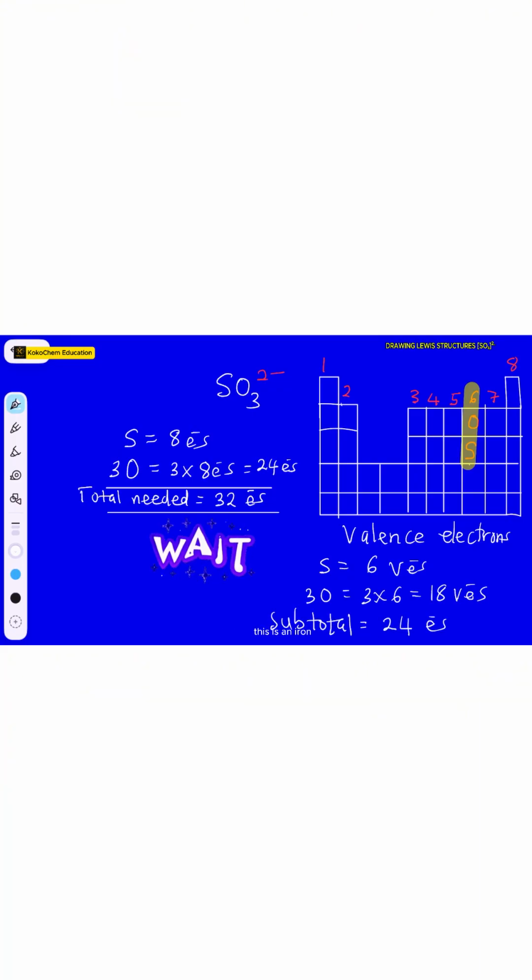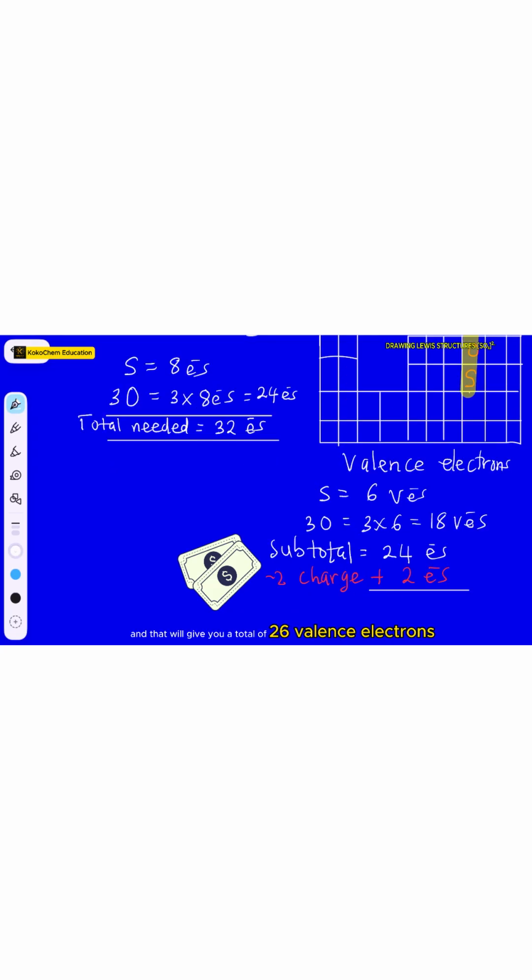But wait, this is an ion. There's a 2- charge. The 2- charge means we have an extra 2 electrons. So we will add the 2 extra electrons, and that will give you a total of 26 valence electrons. It's 26 because the ion came with bonus electrons.